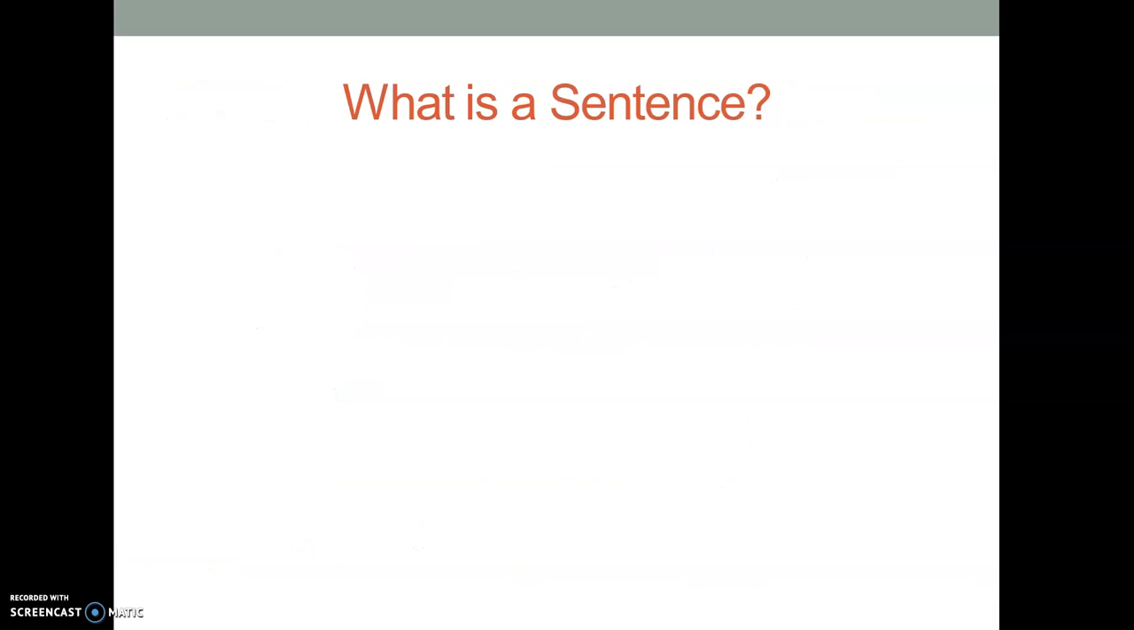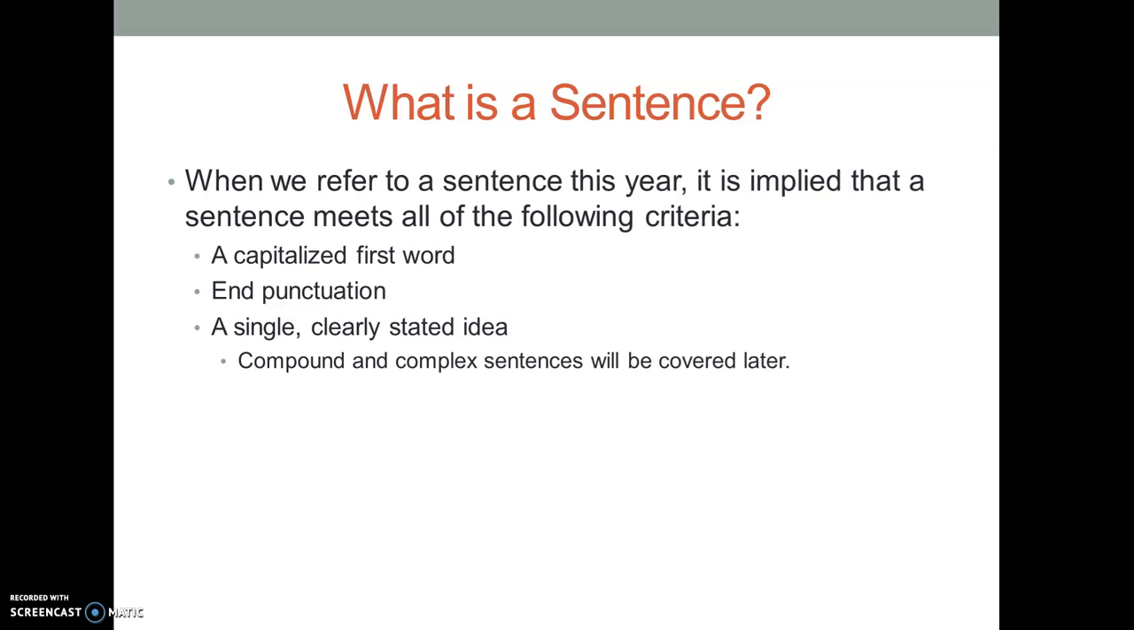So let's start with what is a sentence. When I talk about sentences in your writing this year, we're looking for one complete idea. Writing basics, you gotta have a capitalized first word, you gotta put punctuation at the end, one single clearly stated idea. We'll go into compound and complex sentences later on in other videos. For now, one idea, one sentence.